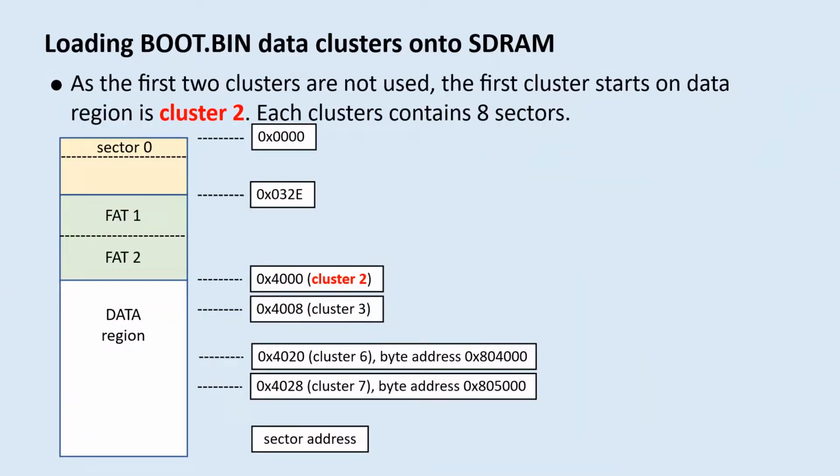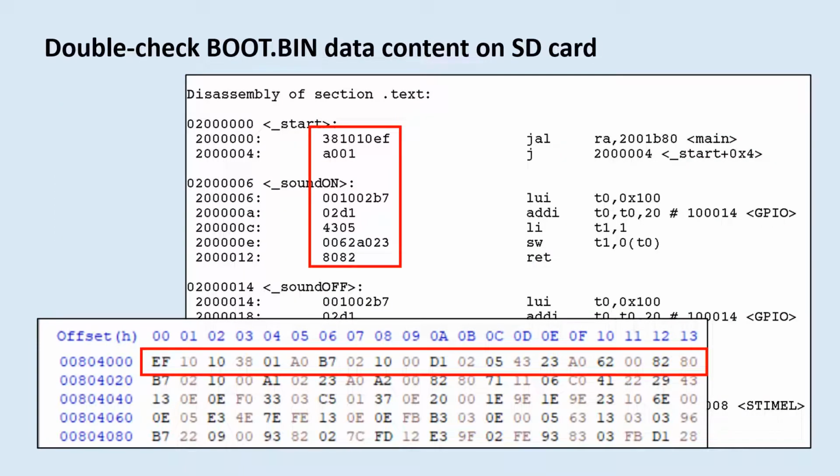Now we want to fetch the data clusters to read in the boot.bin file onto SDRAM. As previously stated, the first cluster starting with the data region is cluster 2. So we can calculate and map clusters 6 and 7 into proper sector addresses. Remember, for each data cluster, we need to start with the starting sector and read 8 consecutive sectors to make a full cluster. That's about all we need to do. We'll get the starting sector of cluster 6 just to double check it's the program we put in the boot.bin file.